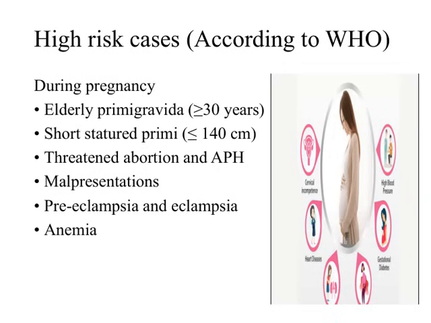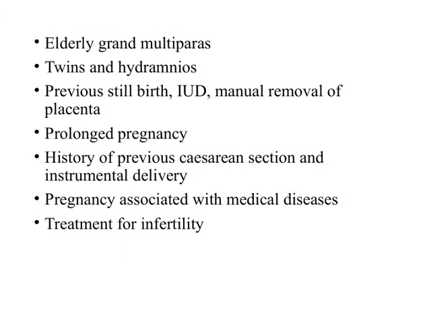Understanding these high-risk factors helps us identify women who need closer monitoring and tailored care to ensure the best possible outcomes for both mother and child. Let's take a look at some of the key factors that can influence pregnancy outcomes in different populations. First, we have elderly grand multiparas, which refers to women who are older and have had multiple previous pregnancies. These women may face increased risks during pregnancy, so it's important to monitor them closely.